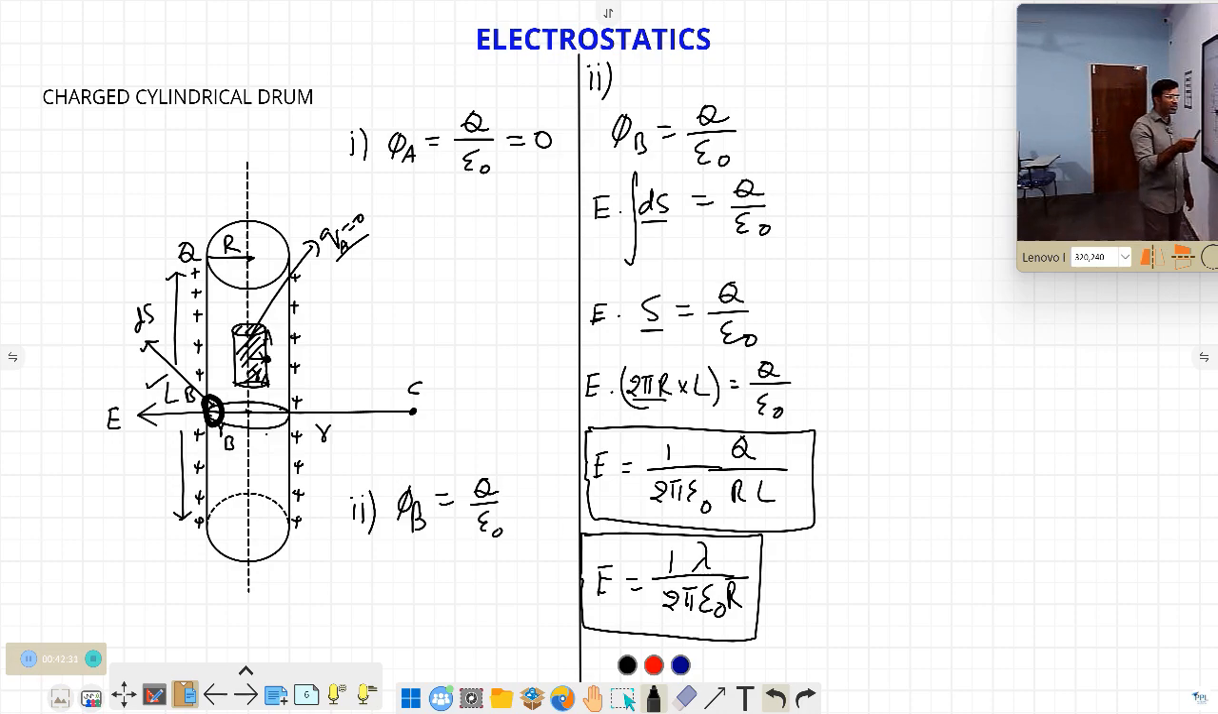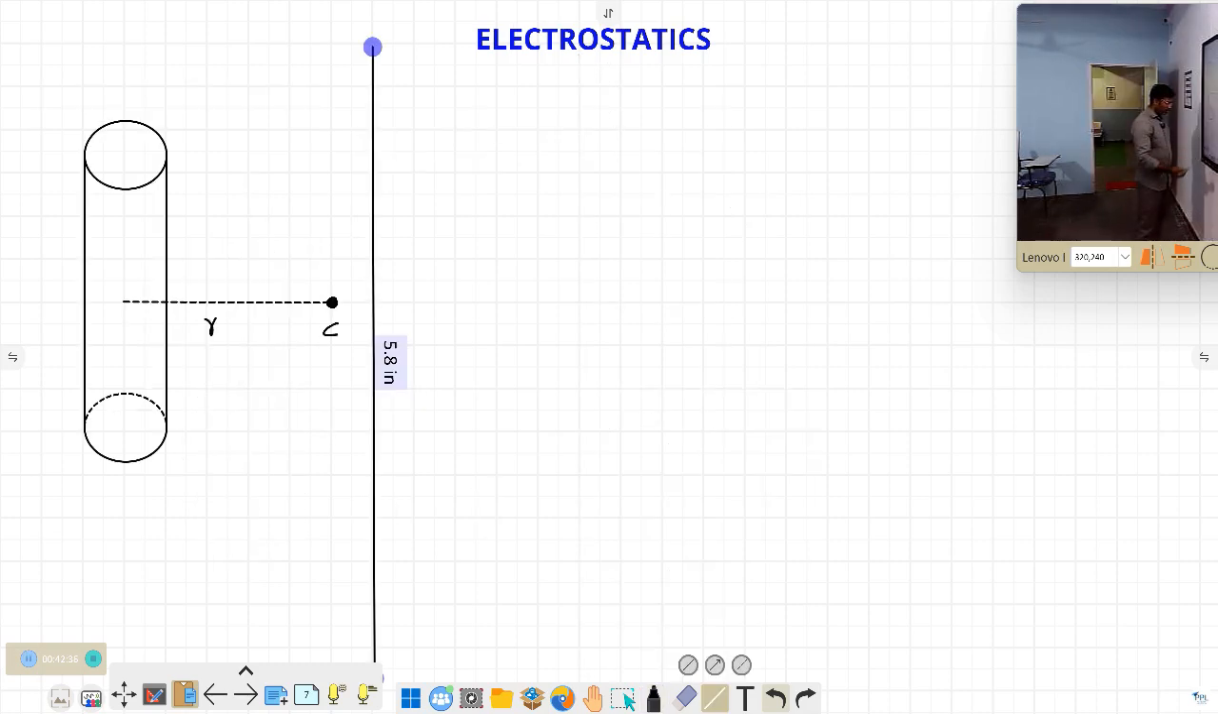Now we need to discuss the outside point. The outside point is important, so that is the required derivation for us. Now if the point is outside, that is the C point. We already discussed that this is a charged cylinder of length L, where L is the length and capital R is the radius of the cylinder. Now the point is outside, at a distance r.